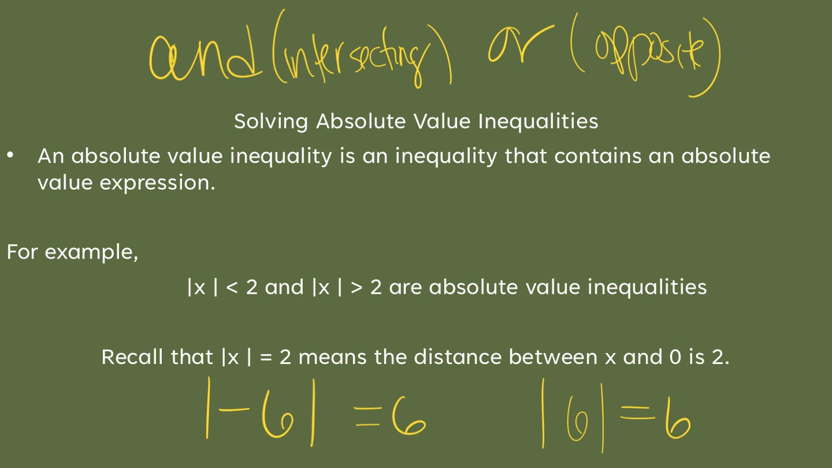But what if I have a negative outside and a -6 inside? What's my answer here? Negative 6. And if I have a negative outside and a +6 inside, it will still be -6. Why? Because the negative is outside the absolute value. It's not inside.